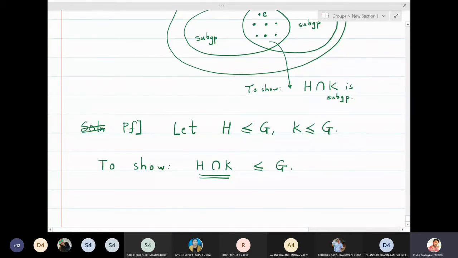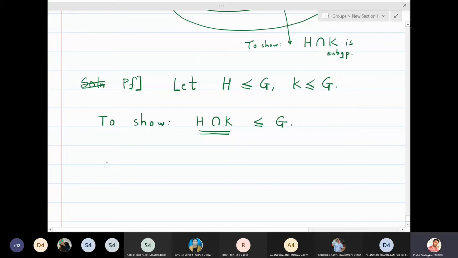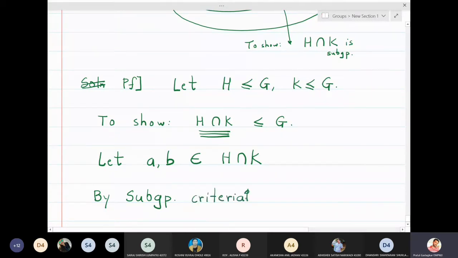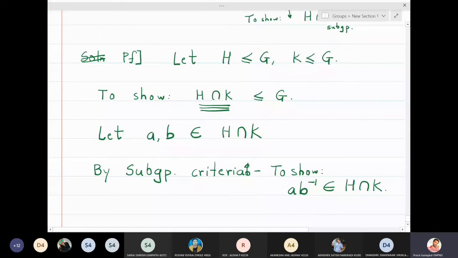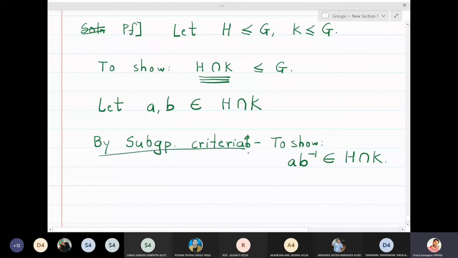So I will take two elements A and B. Let A and B belong to H intersection K, because I want to show that this is a subgroup. Then by subgroup criteria, I have to show that A B inverse belongs to H intersection K. A and B are in H intersection K, and I have to show that A into B inverse is also in H intersection K. This is sufficient to show that H intersection K is a subgroup because of the subgroup criteria.